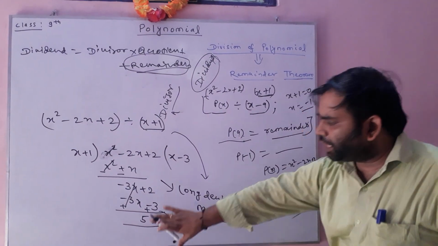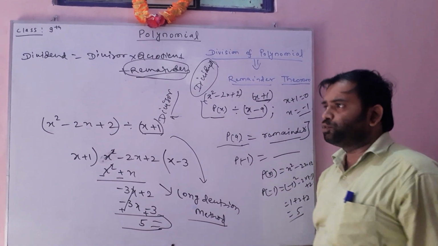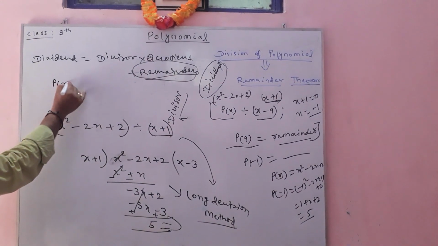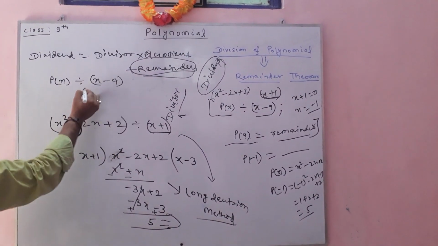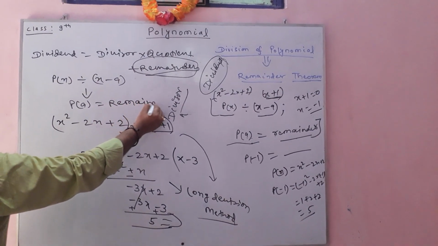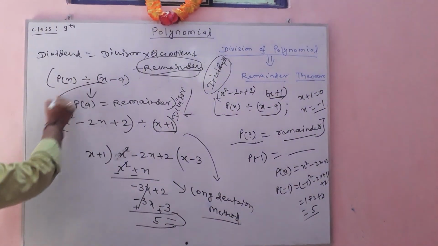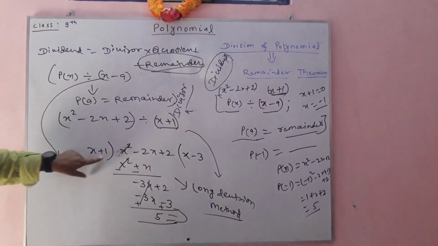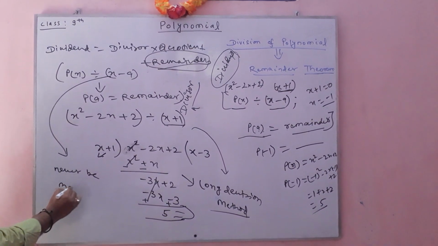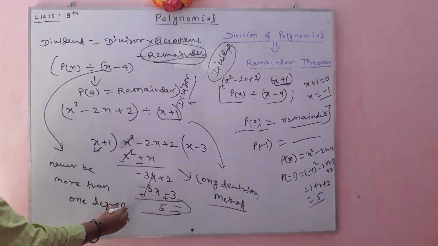By the long division method we get the same value 5, and by this remainder theorem also we get the result 5. So first of all, you have to remember this remainder theorem. Whenever p(x) is divided by x minus a, then p(a) is equal to our remainder. And one point we must always remember in this remainder theorem: our divisor should never be more than 1 degree. This is a very important point.